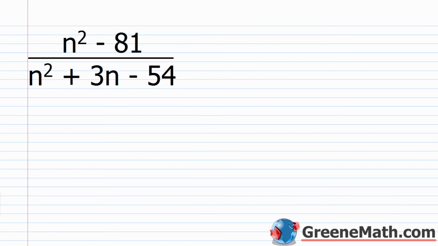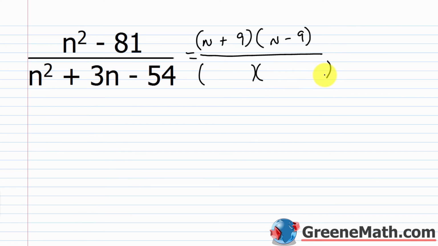We have n squared minus 81 over n squared plus 3n minus 54. So if I factor the numerator, I notice that is the difference of two squares. This is n plus 9 times n minus 9. These are being multiplied together, so each is a factor. This is over n squared plus 3n minus 54. So let's go ahead and set up our parentheses here, put an n here and an n here.